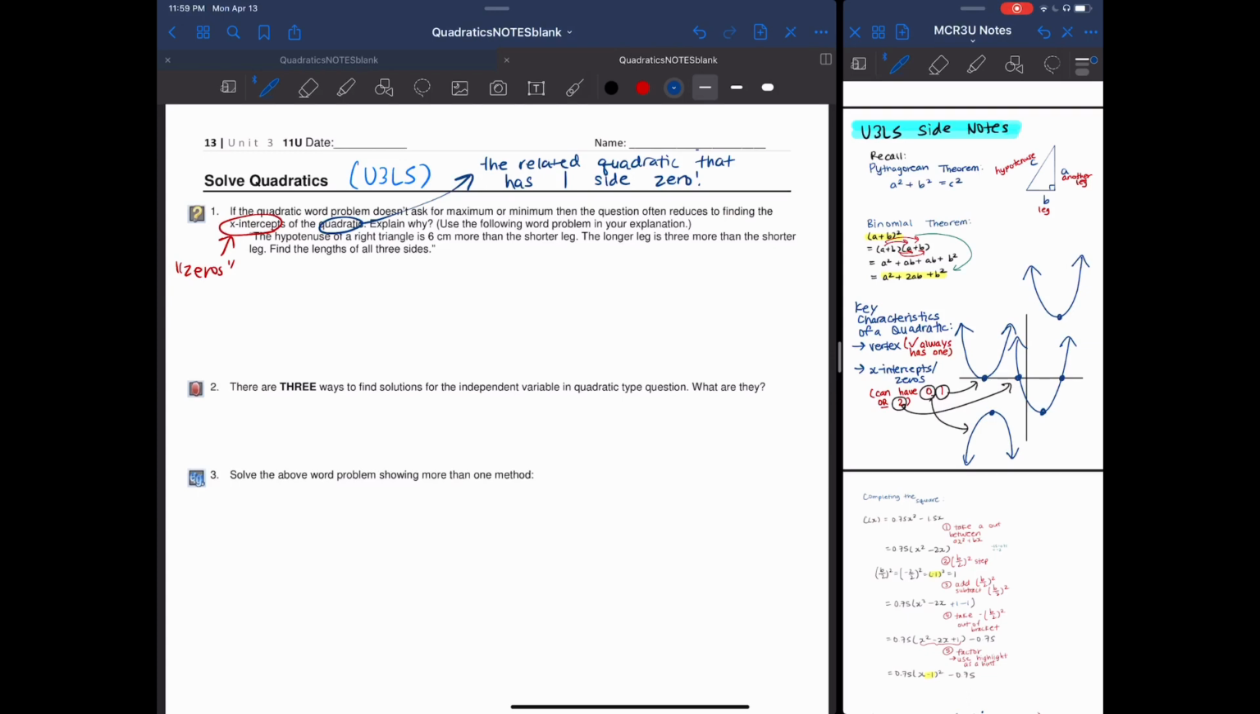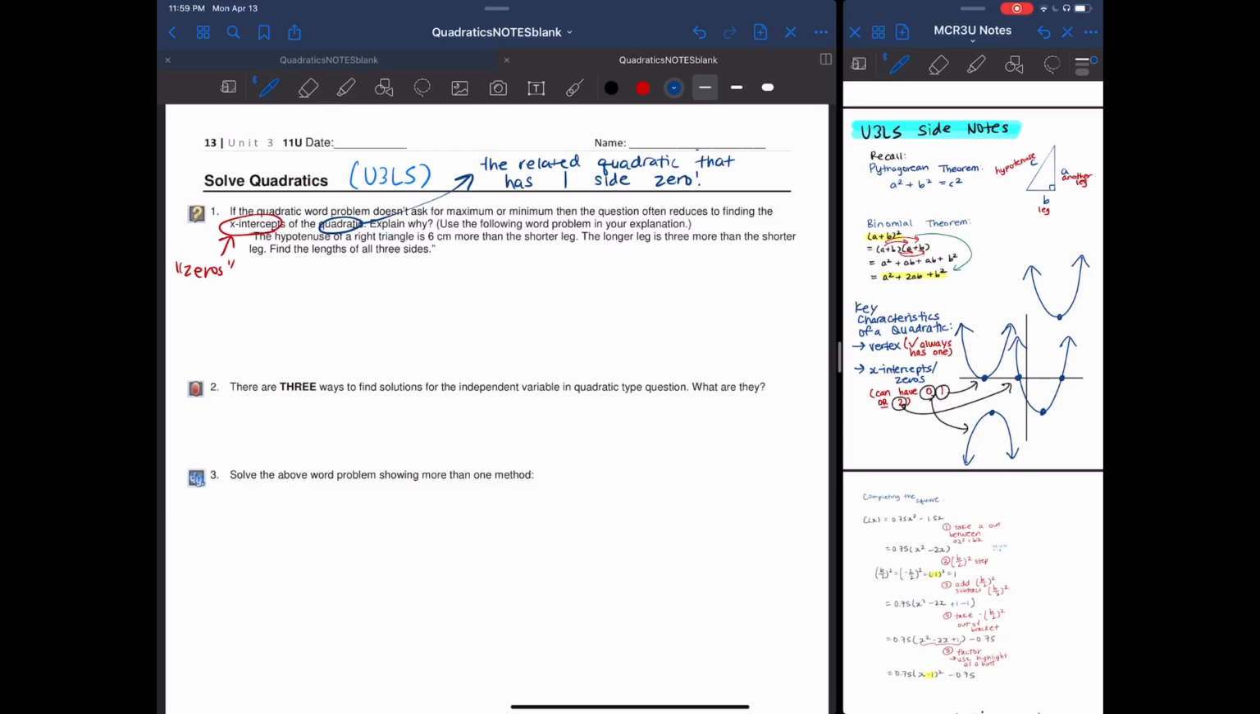Other situations usually lead you to finding the x-intercepts, and there might be 0, 1, or 2 of them, depending on what the graph looks like. So for question 1, if the quadratic word problem doesn't ask for a maximum or minimum, then the question often reduces to finding the x-intercepts or the zeros of the quadratic. When you're trying to solve for the x-intercepts, the related quadratic has one side equal to 0, which means the other side of the equation must equal 0 for you to continue solving for the x-intercepts.